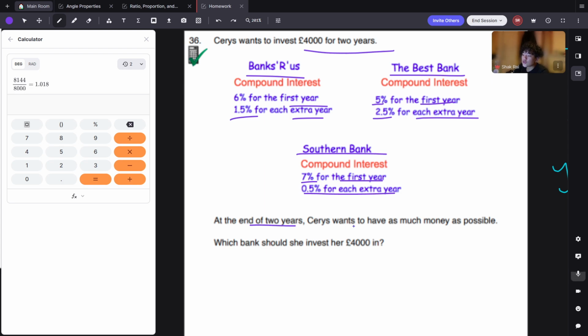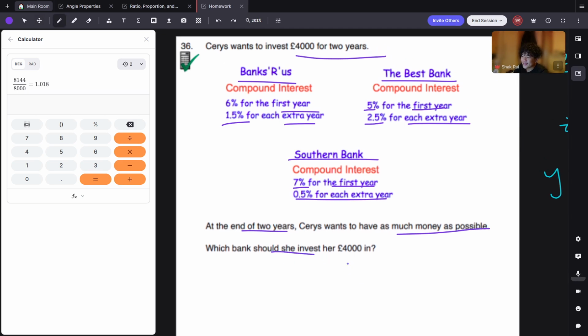So then at the end of the 2 years, Ceres wants to have as much money as possible. I don't know if he or she or they, I'll just call them they. Which bank should she invest her £4,000 in?